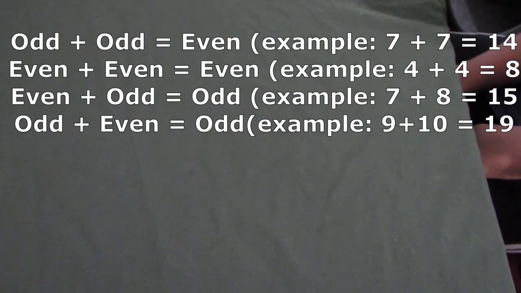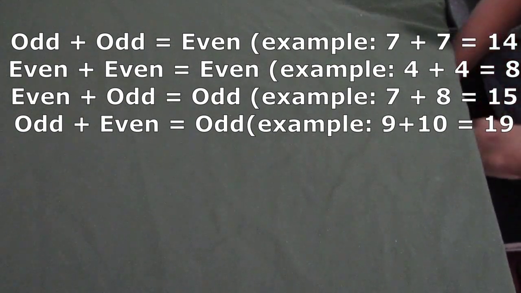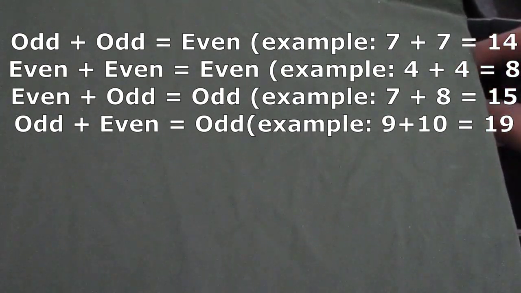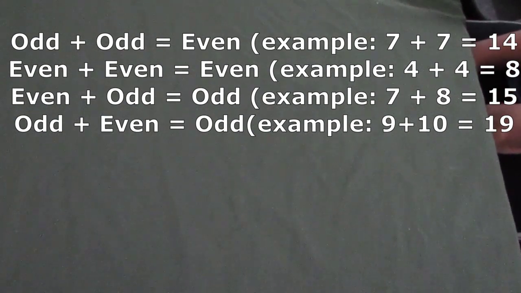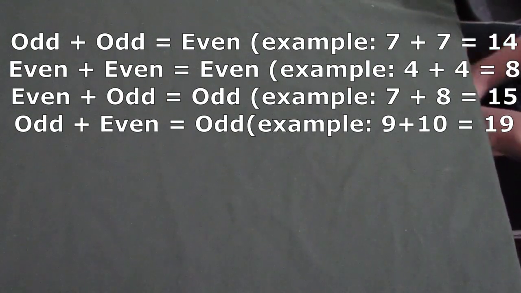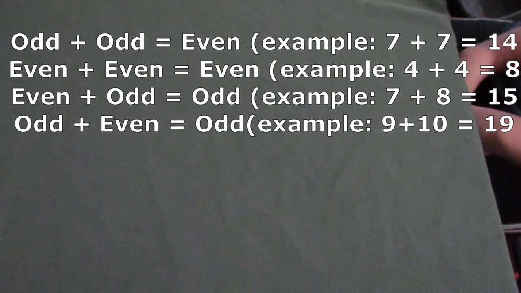So 7 and 9, you still get 16, and 16 is an even number like that. And so even and odd, for example 12 plus 5, so 12 and 5 is of course 17. So odd and even is 17. Odd and even is always an odd number.